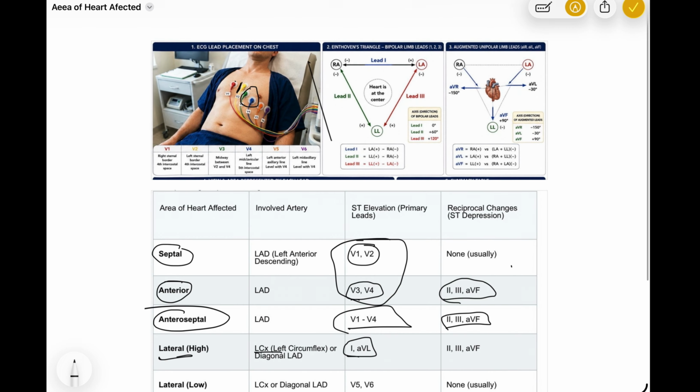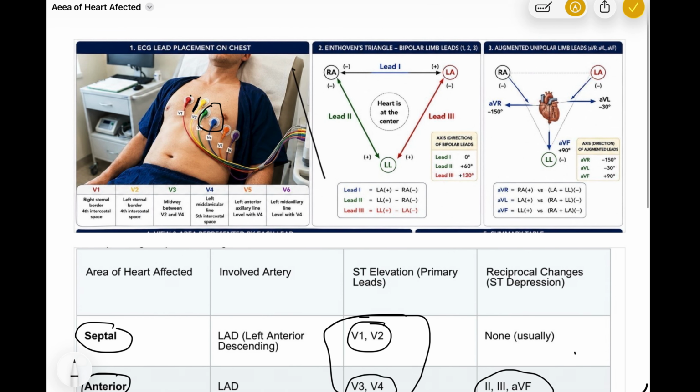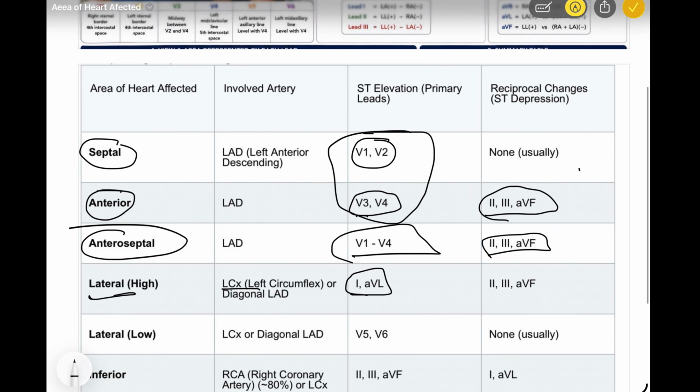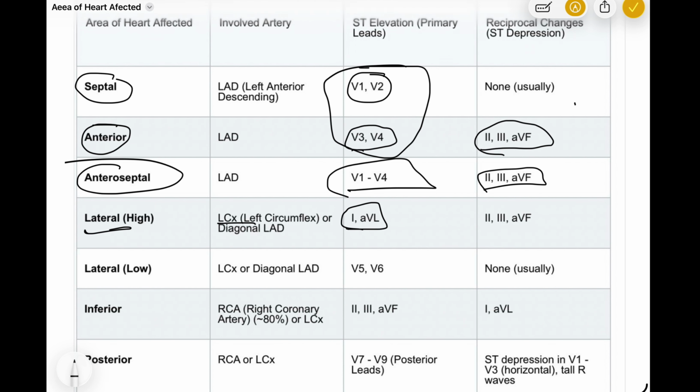Now how to remember this? See, these are the augmented unipolar limb leads. So in this you can appreciate this is AVL and this is lead 1. If you understand, this is the area that is seen by 1 and AVL, which is the lateral one. So in lateral wall MI, there will be ST elevation in lead 1 and AVL, in case of high lateral wall. What about the lateral low? In this case, it's ST elevation in V5 and V6.